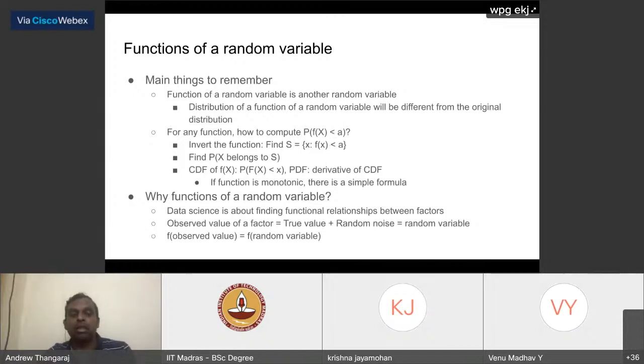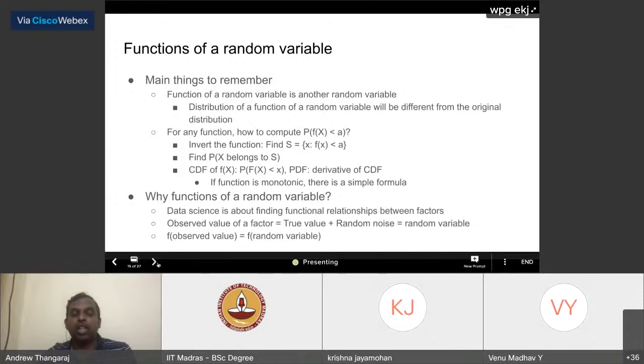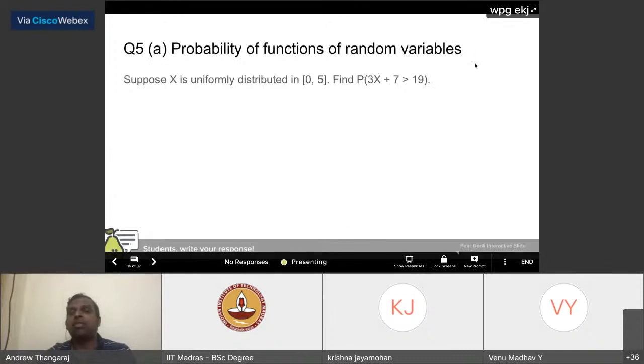Okay. So let me start with finding probabilities for functions of a random variable, and I'll begin with a very simple function.